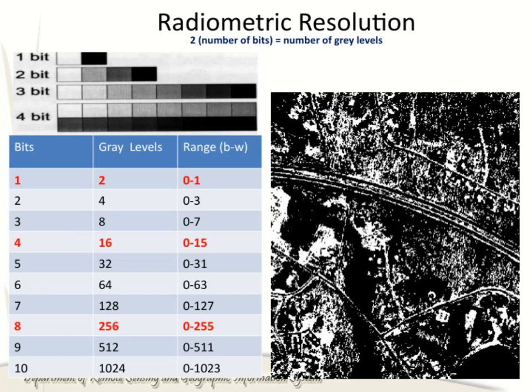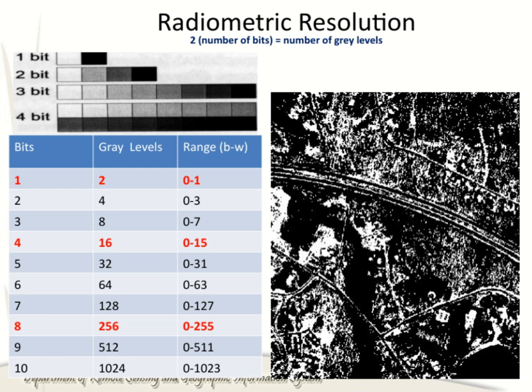Let's take a closer look at this table, which highlights the relationship between bits, gray levels, and their corresponding range. As you can see, when we use 1 bit, we have 2 gray levels, which cover a range from 0 to 1. Increasing the bits to 2, we get 4 gray levels with a range from 0 to 3. This pattern continues. With 3 bits, there are 8 gray levels, ranging from 0 to 7, and so on.